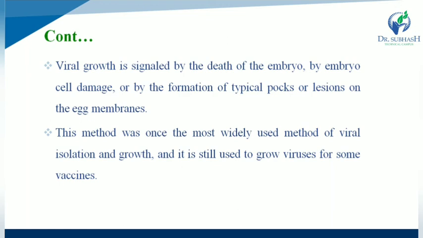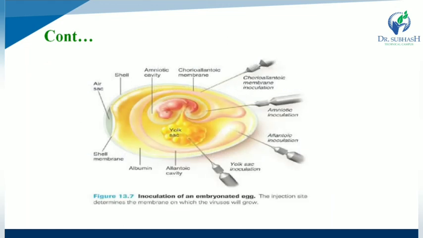This method was once the most widely used method of viral isolation and growth, and it is still used to grow viruses for some vaccines. That is the inoculation of embryonated eggs. The injection site determines the membrane on which viruses will grow.